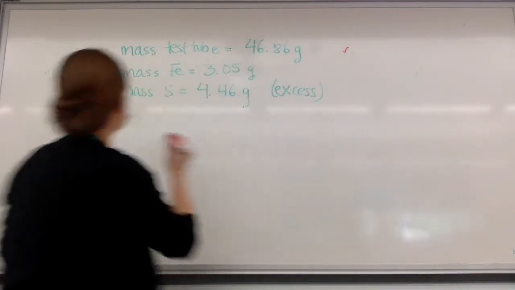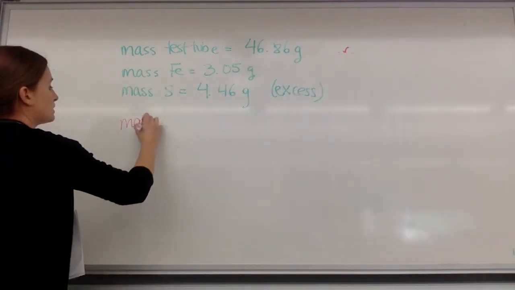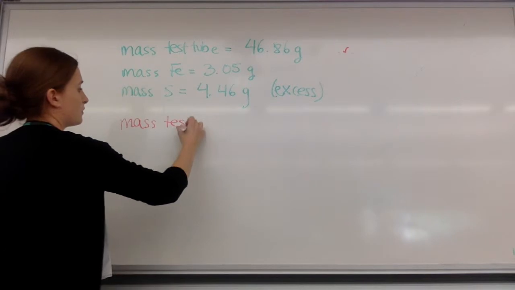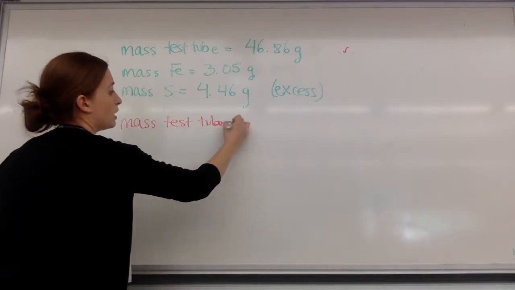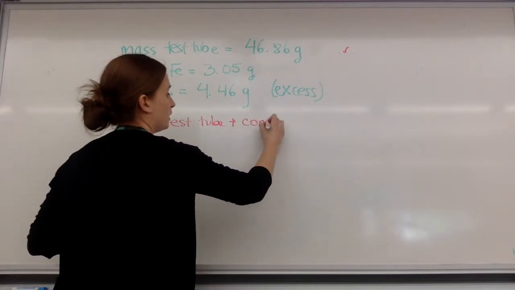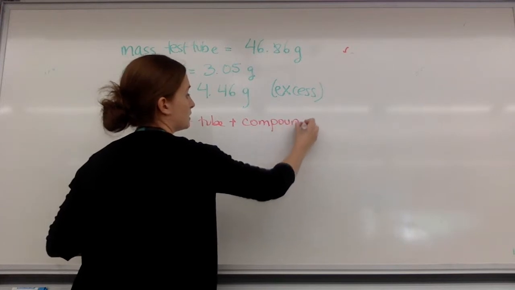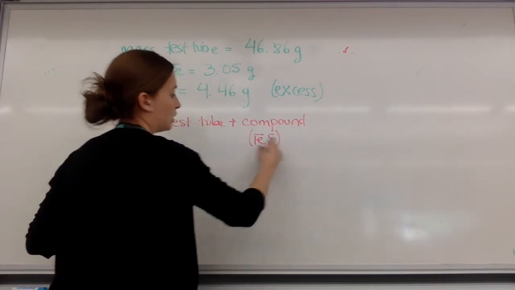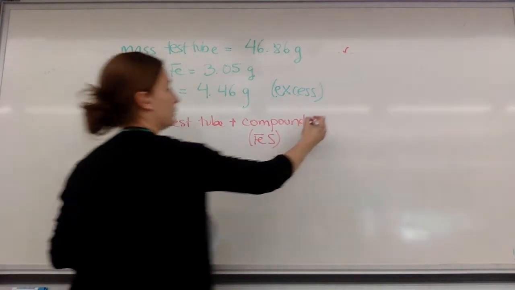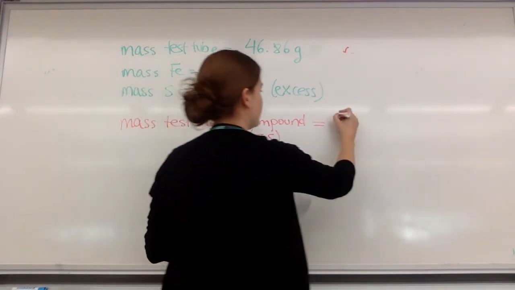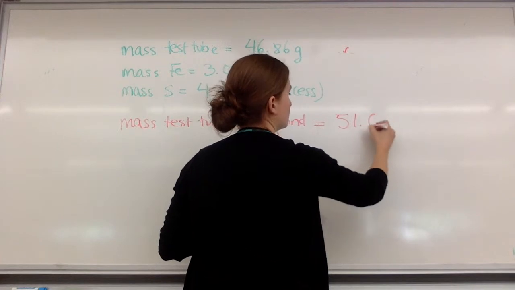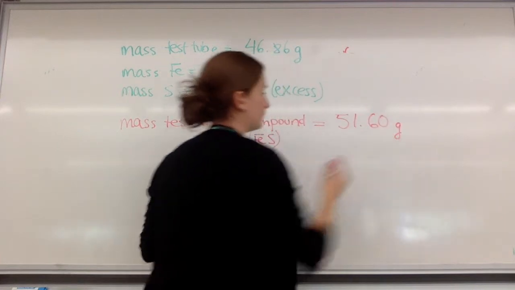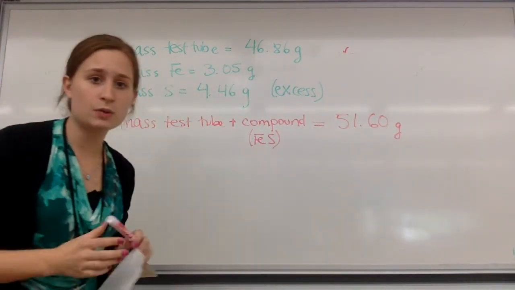And then after the reaction happened, after I heated it, I ended up with a total mass, the mass of the test tube plus the compound that was in there, which we discussed was a combination of the iron and the sulfur. It was 51.60 grams.